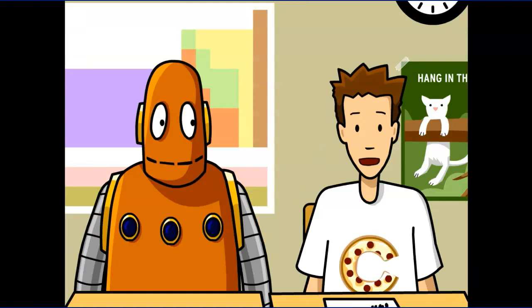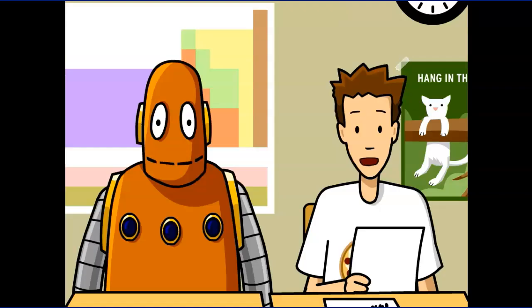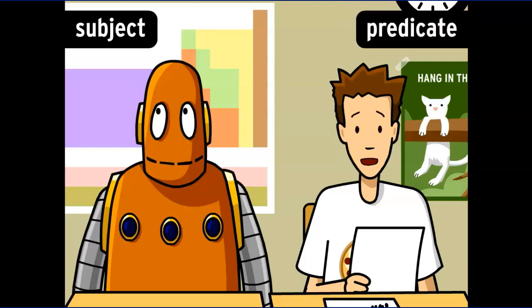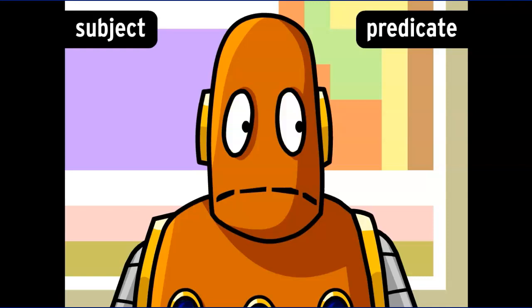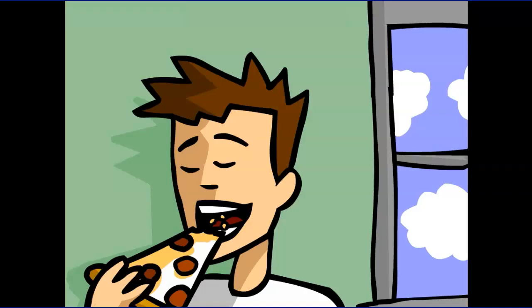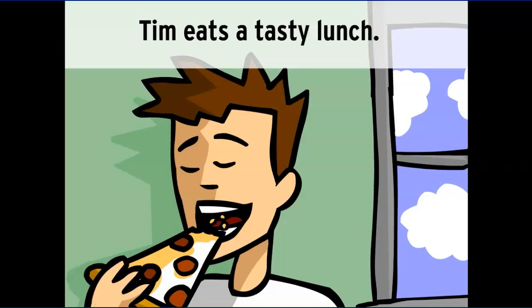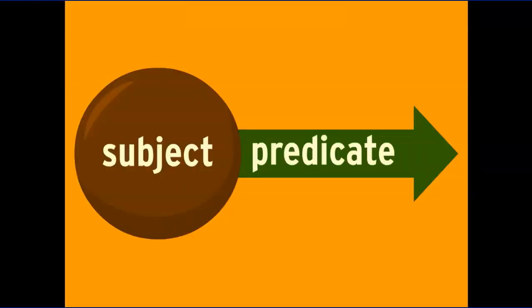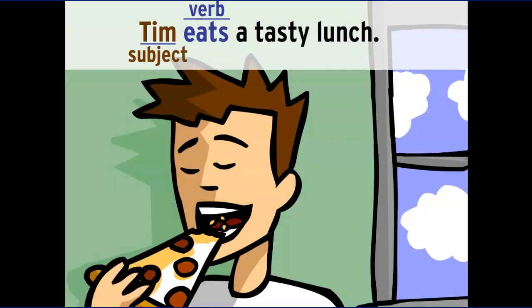Every sentence is made up of one or more clauses. That's any description of someone or something performing an action. Every clause contains a subject and a predicate. The subject is whatever's performing the action. Like in the sentence, Tim eats a tasty lunch, Tim is the one doing the eating, so he's the subject of the sentence. The predicate is the verb and any supporting words that describe the action. So, in the same sentence, eats is the verb and eats a tasty lunch is the predicate.